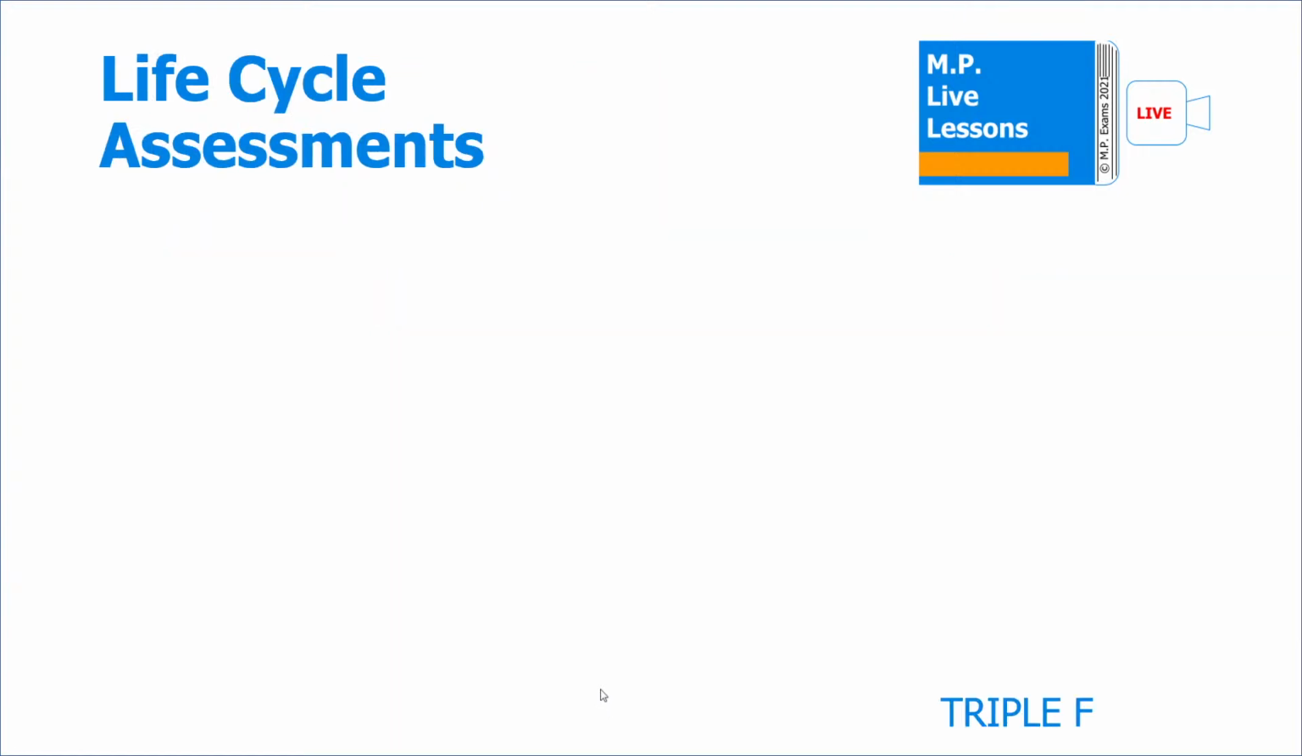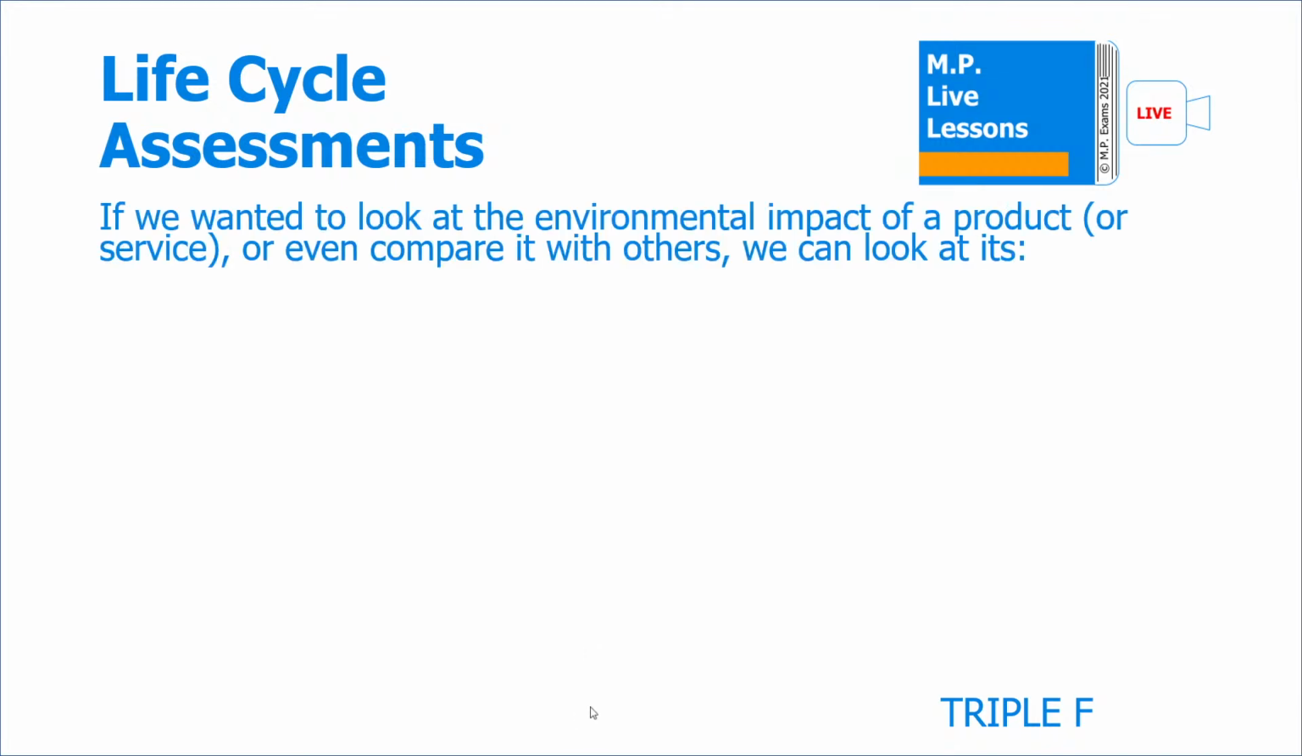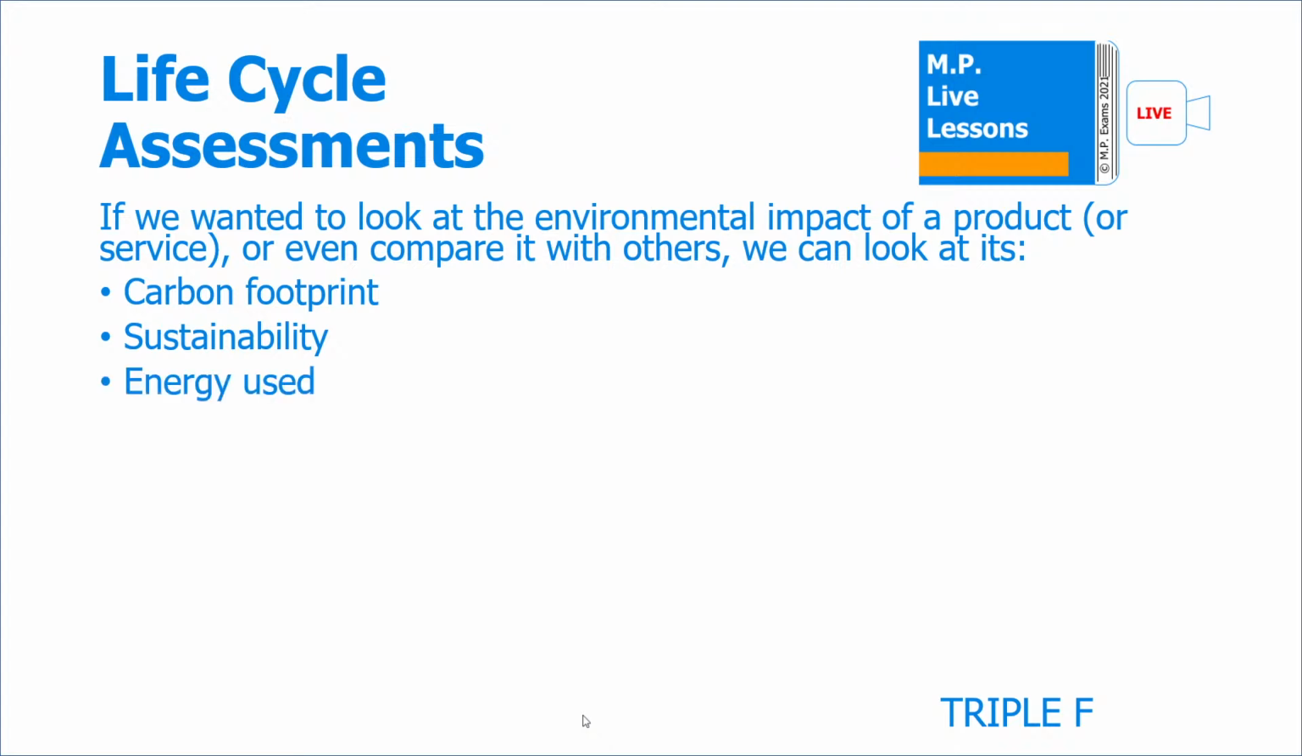And lastly, another part of using resources is life cycle assessments, mainly for triple foundation. Now, if we wanted to look at the environmental impact of a product, or even compare it with others, we can look at its carbon footprint, that's its CO2 equivalent emissions, the sustainability of materials used, such as if it uses plastic or other materials like wood, as well as the energy used in manufacturing and transport and so on.